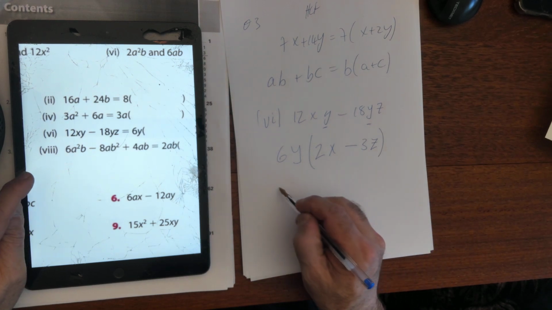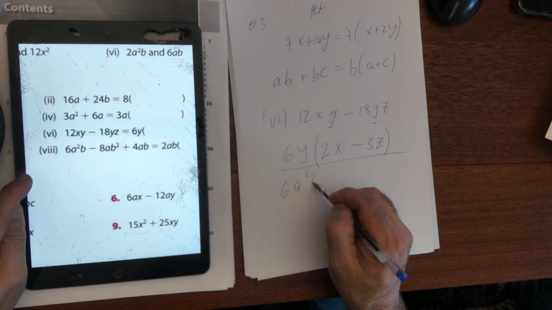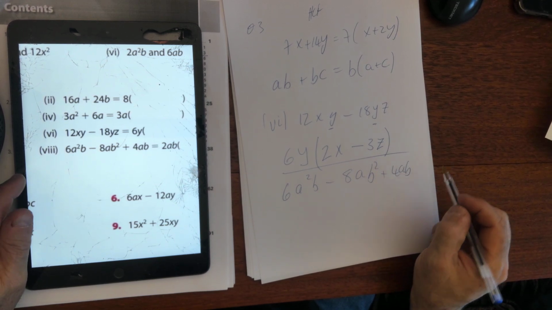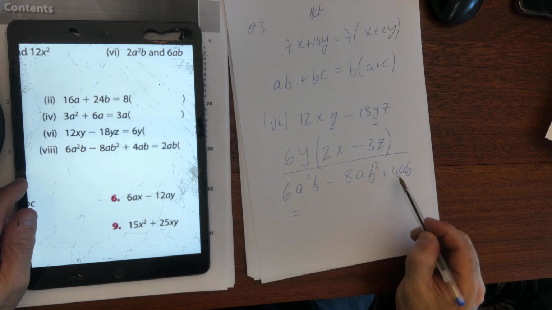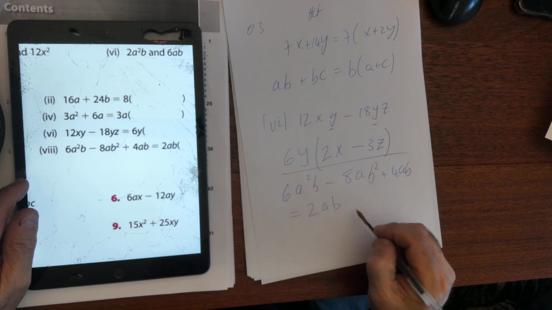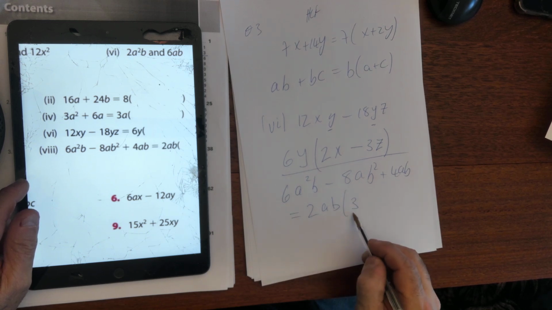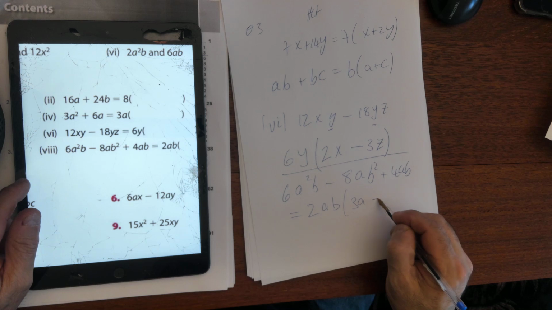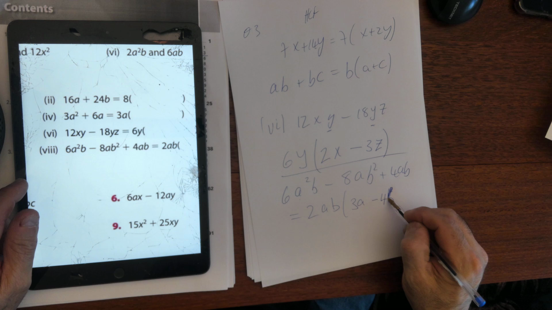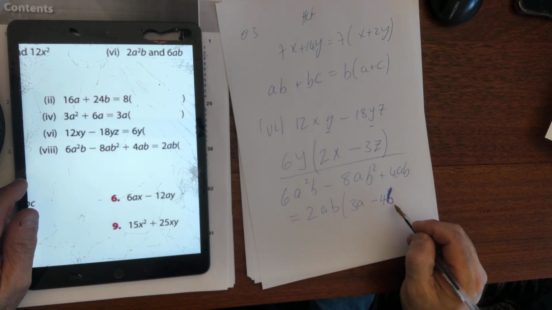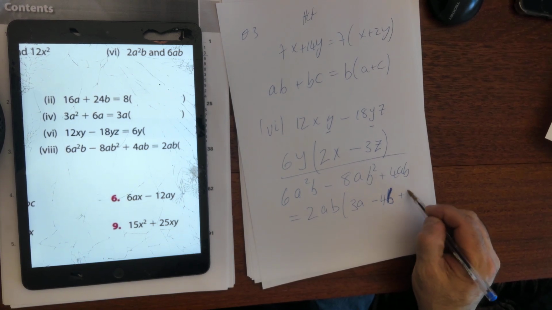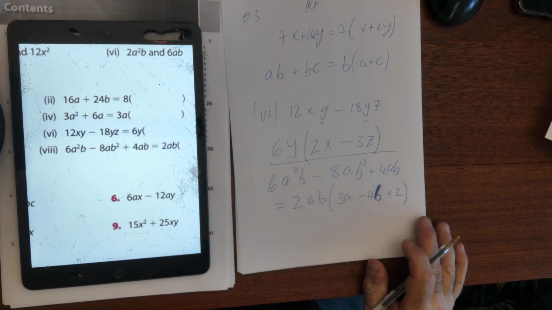Okay, and we'll do the last one. 6a squared b minus 8ab plus 4ab. Okay, so you should be able to figure out that the 2 is common numerically, a is in all of them, and b is in all of them. Okay, leaving 3a minus 4b. Sorry, I really made a mistake. 2ab has come out, the a and the b have come out, and the 2 has come out, leaving 2 inside.